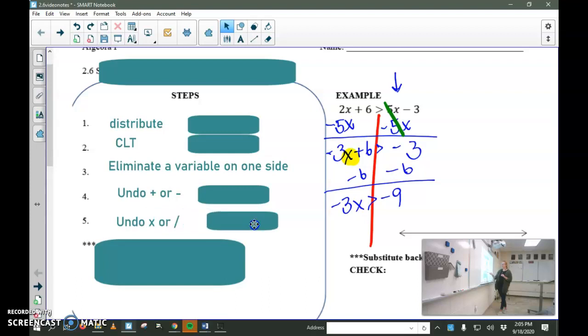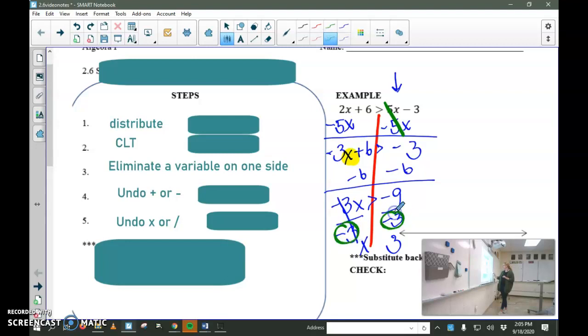My next job would be to undo the multiplication or division. So I'd want to divide both sides by negative 3. Okay, negative 3 divided by negative 3 is 1x. Negative 9 divided by negative 3 is 3. Oh, look, I divided by a negative number, which means I need to flip my inequality symbol, okay?